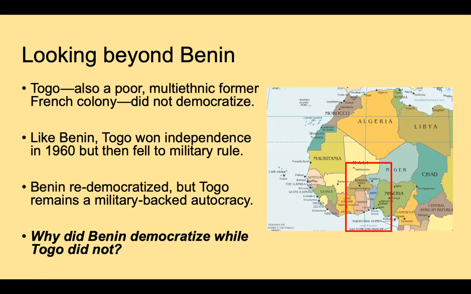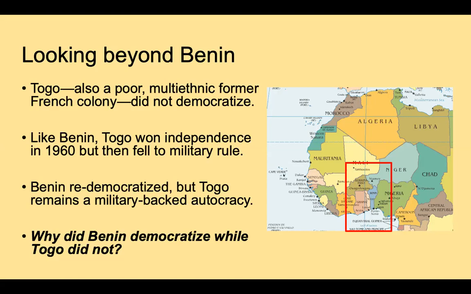Now, that other case is Togo. Togo is also a West African country that is a poor, multi-ethnic former French colony. But Togo did not democratize. Whereas Benin transitioned successfully, Togo did not. But the story is otherwise very similar. Like Benin, Togo won independence in 1960, but then fell to military rule after a brief stint as a fragile parliamentary democracy. Now, in subsequent decades, Benin re-democratized, but Togo did not. Togo remained a military-backed autocracy, and a corrupt one at that.